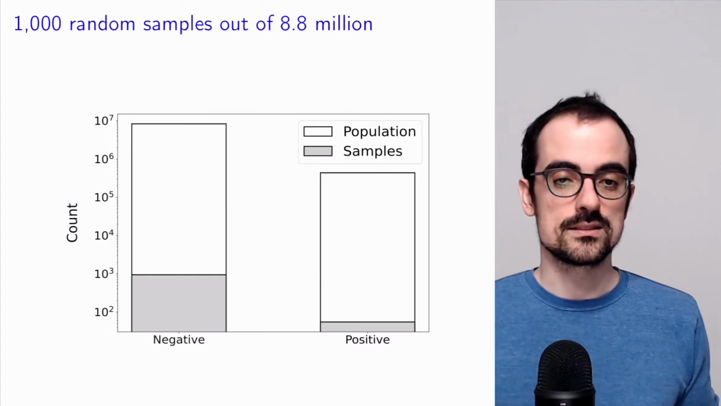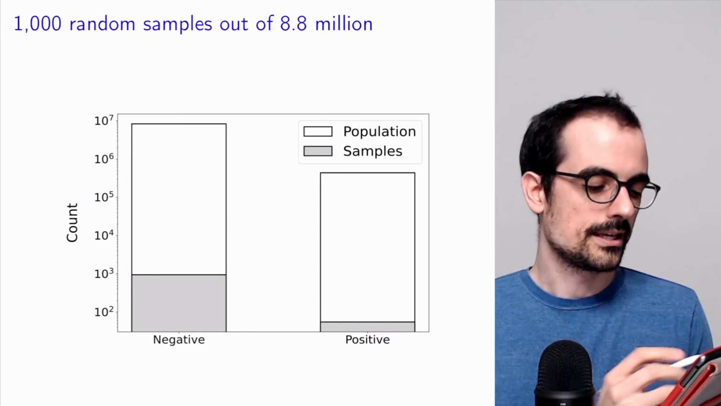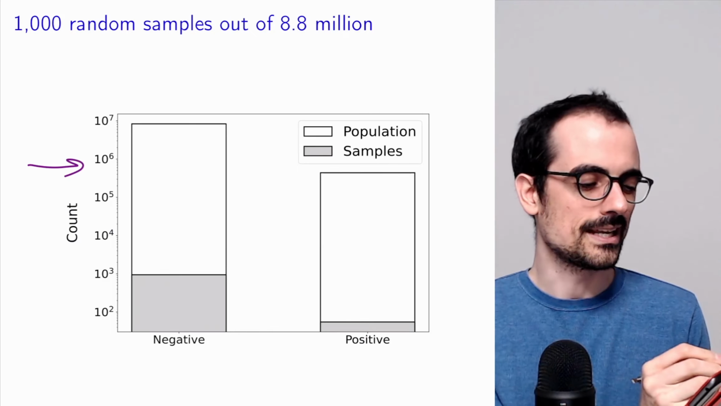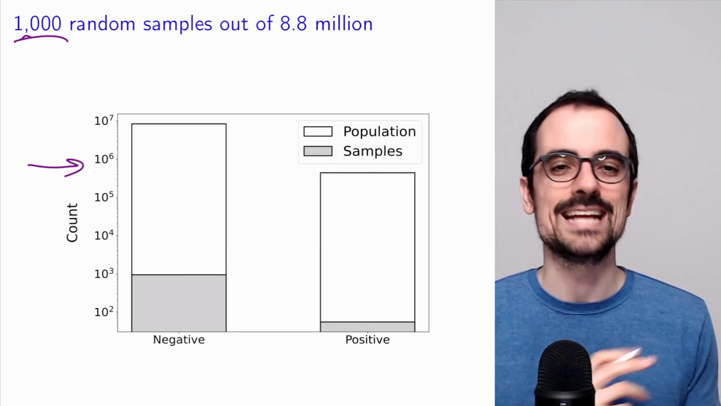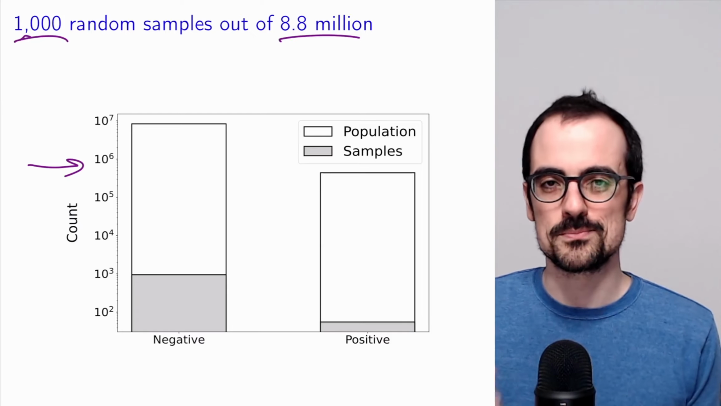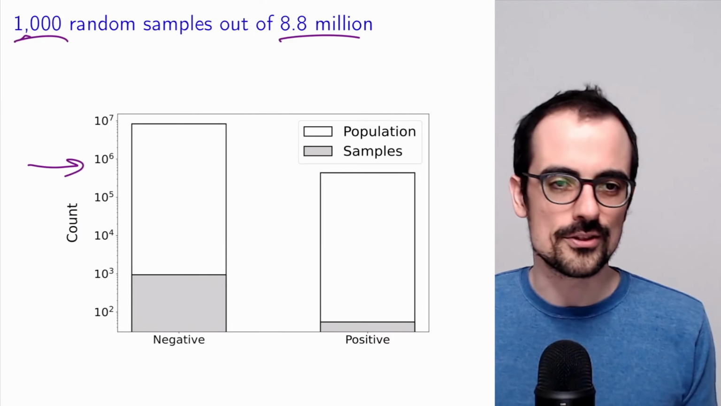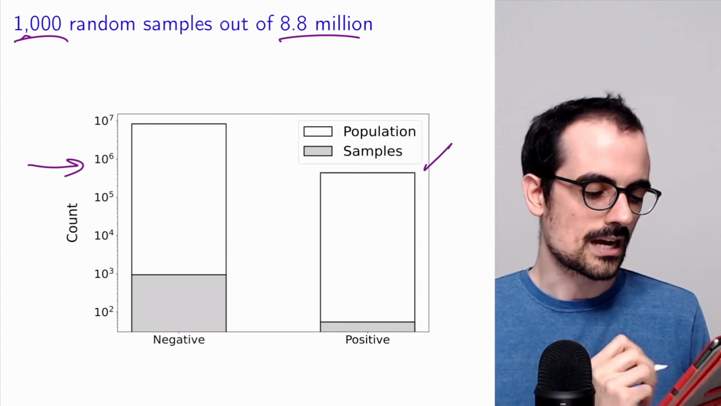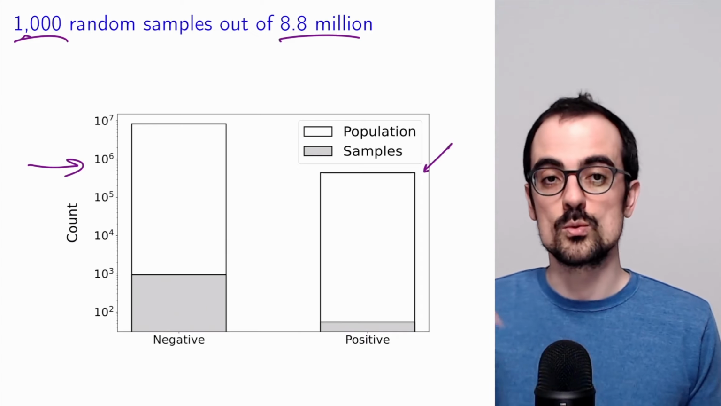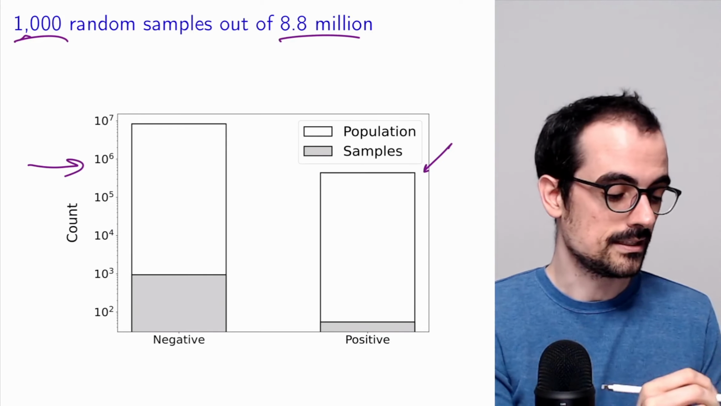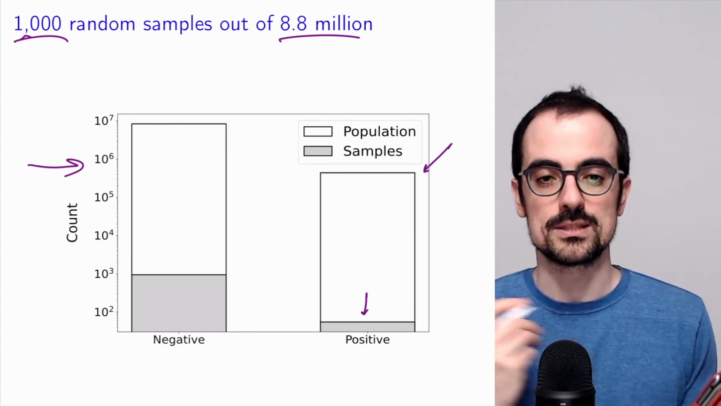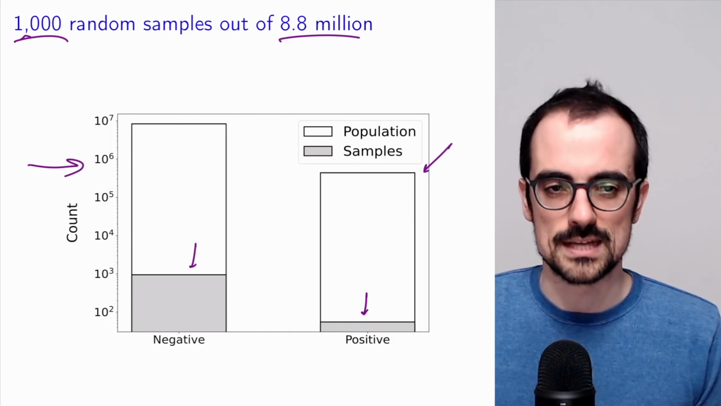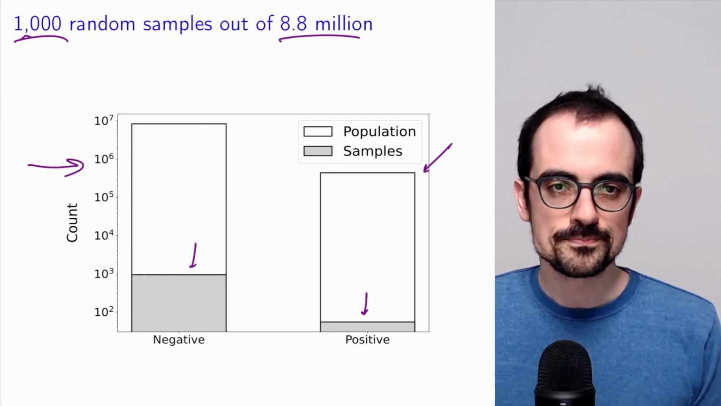By the way, notice that this is logarithmic, because otherwise we are only taking 1,000 random samples out of 8 million people, so I couldn't put the two histograms on top of each other. The total population is 8.8 million. This is how many have COVID-19. And when we take random samples, this is how many we pick within a random sample that actually have COVID-19, and this is the ones that do not within the random sample. Okay, so hopefully that is clear.